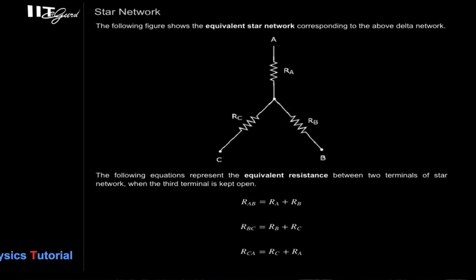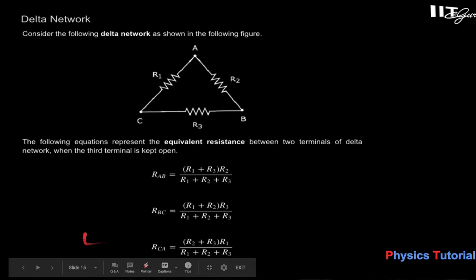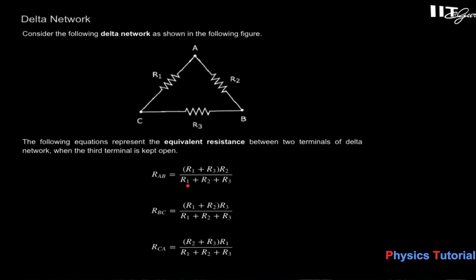But RAB, what was it in delta? (R1 plus R3) into R2 upon R1 plus R2 plus R3, and so on.